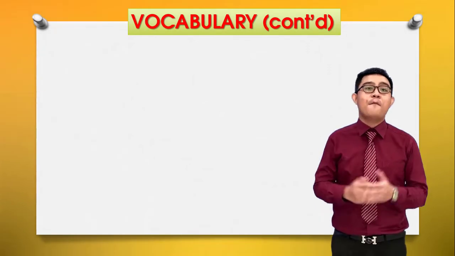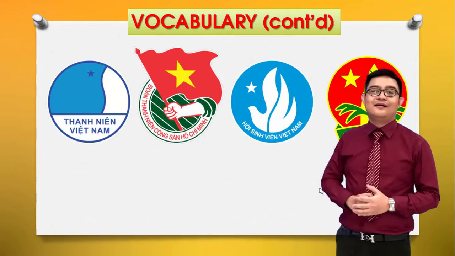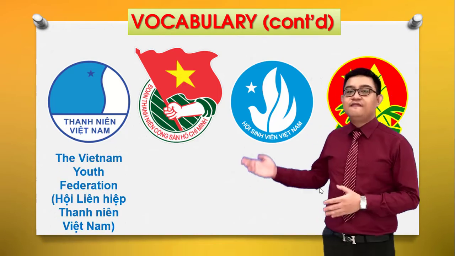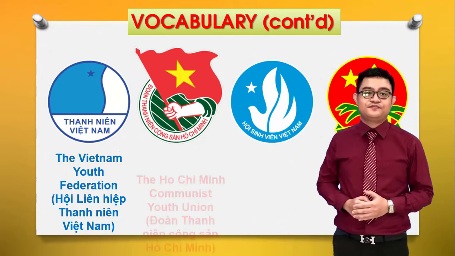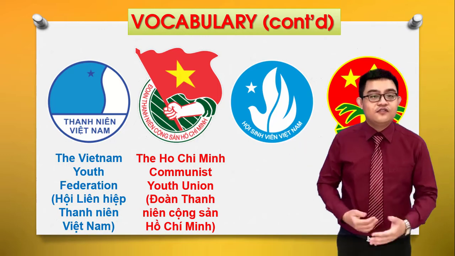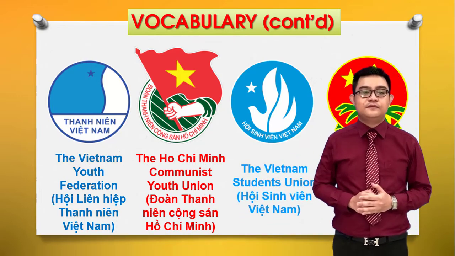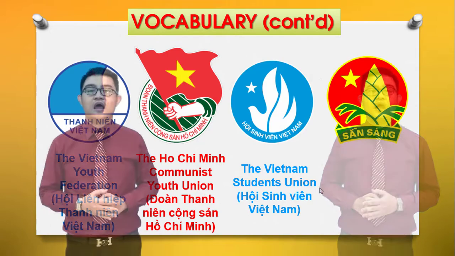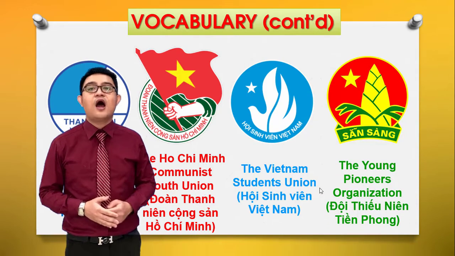In the reading, there are some organizations. Now, let's have a look at the symbols on the screen and repeat some words with me. The Vietnam Youth Federation. The Ho Chi Minh Communist Youth Union. The Vietnam Students Union. The Young Pioneers Organization.